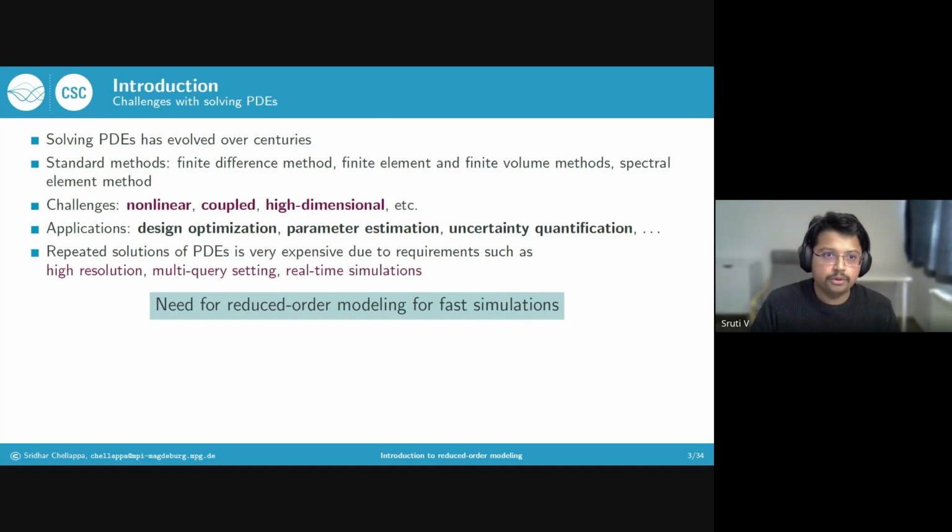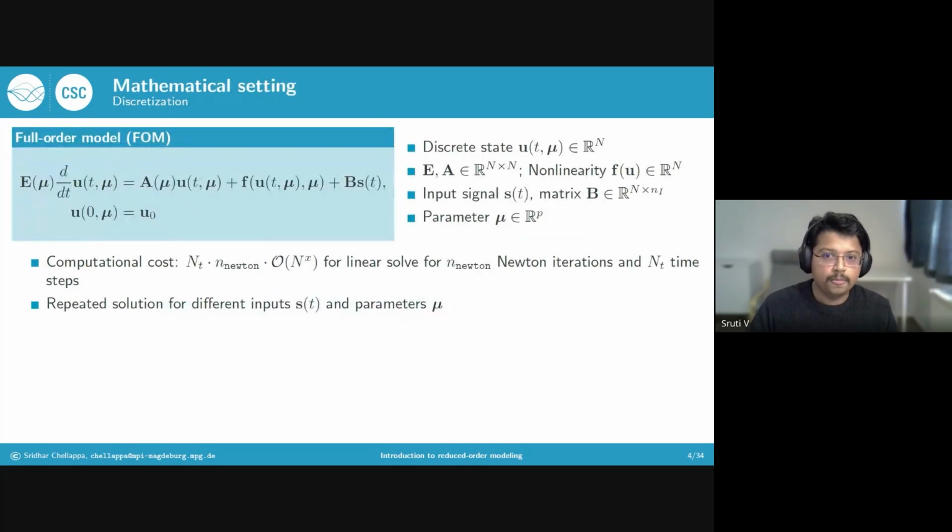But let's now move on and go into the specifics a little bit. So what exactly are we trying to solve, what's the setup and so on. Once you discretize your system of equations, you're going to end up with this set of ordinary differential equations. I'm going to call this the full order model, meaning this is your true high fidelity model of the equations. U is going to be the variable that you want to solve for. In the discrete setting, this is going to be a vector of dimension capital N. And it potentially depends on time.